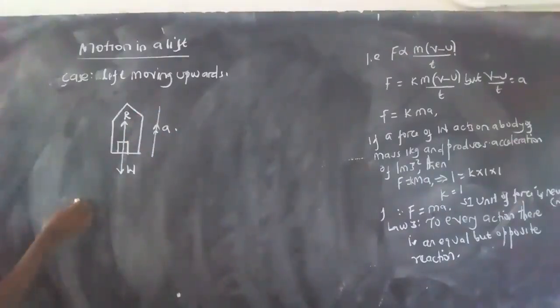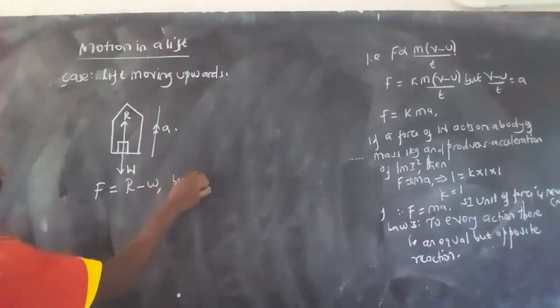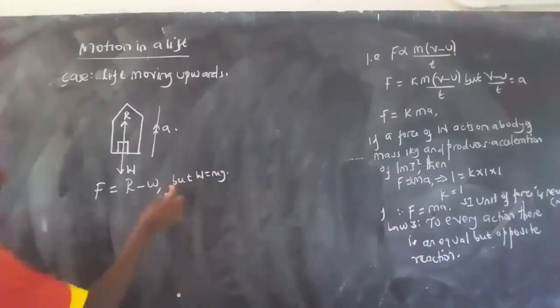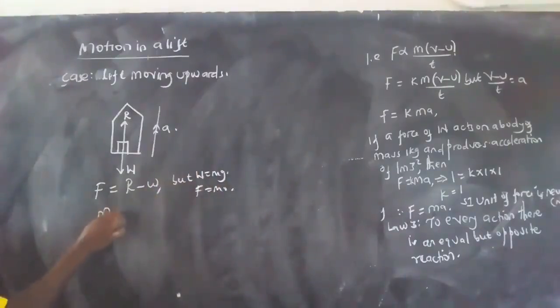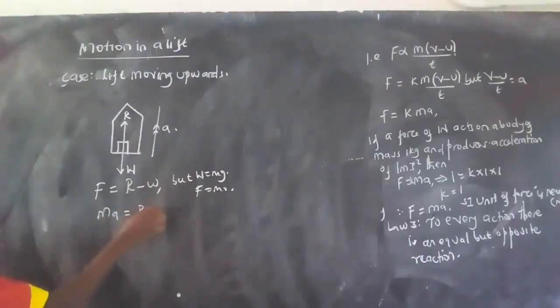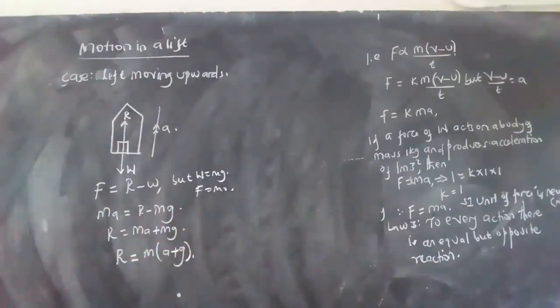So I shall say that the resultant force will become, since it is moving up, R minus W. But W is the same as mg, and F is the same as ma. So our ma will become R minus mg. So our reaction will become ma plus mg. So our reaction will become m into (a plus g). That is case number what? Number 1. So we can go to case 2.